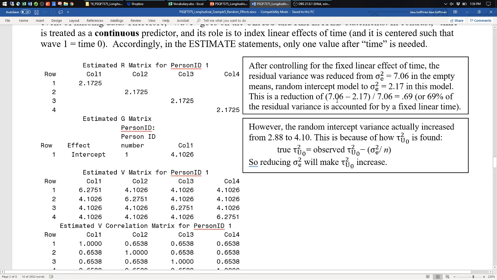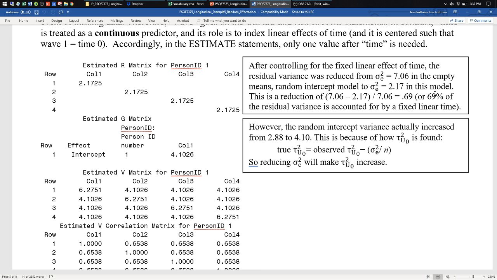So if I have what it was, 7, minus what it is, 2, divided by what it was, 7, that's where I get the 69% reduction. These are the same numbers that were in the PowerPoint slides. So I have an R square of 69%, or 0.69.